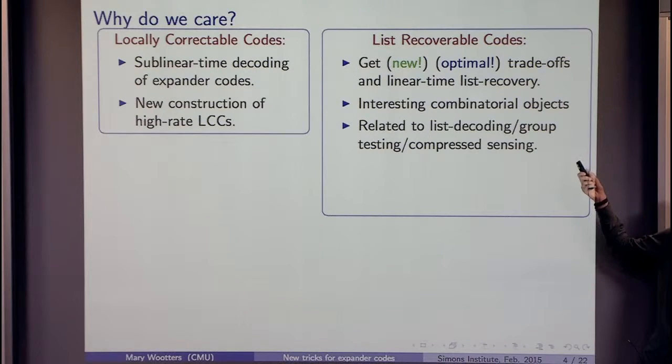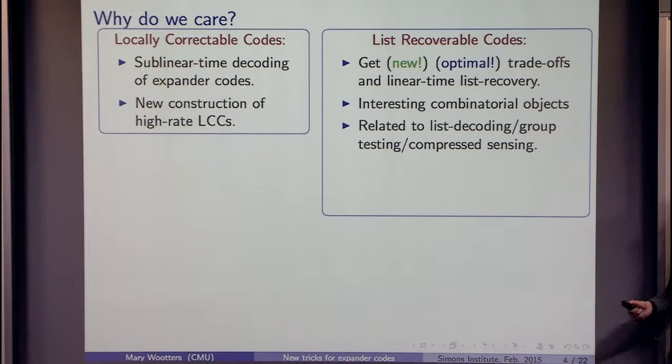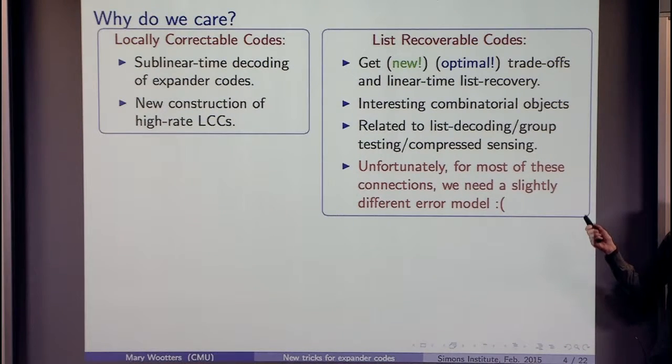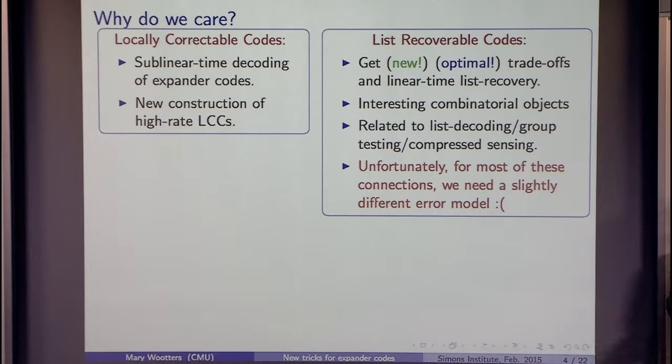List-recoverable codes are interesting in their own right. They're also very related to list decoding. Many list decoding algorithms are secretly list recovery algorithms. They've also recently been used in group testing and compressed sensing algorithms, so they've been useful there. One caveat is that our error model is a little different from the ones that are useful in this regime, so we can't immediately apply it. When you talk about sublinear, you're thinking that you just want to figure out one bit. Exactly. Yeah.